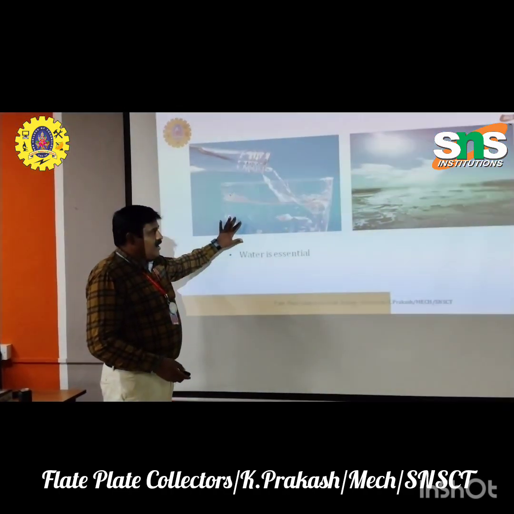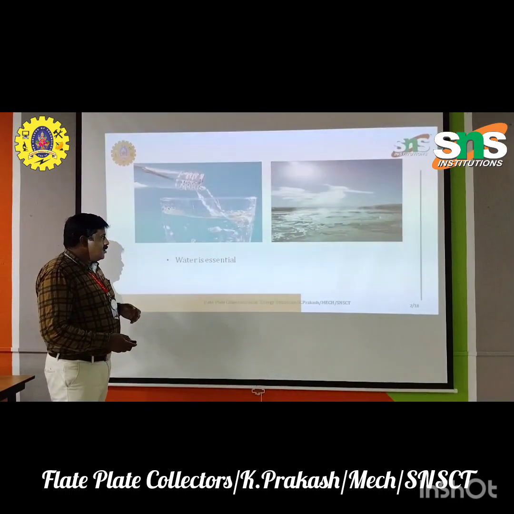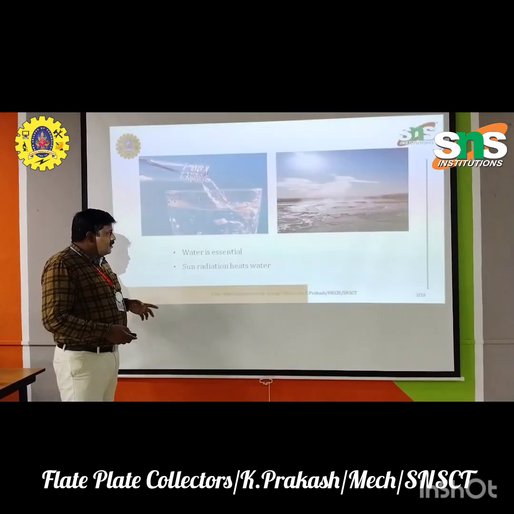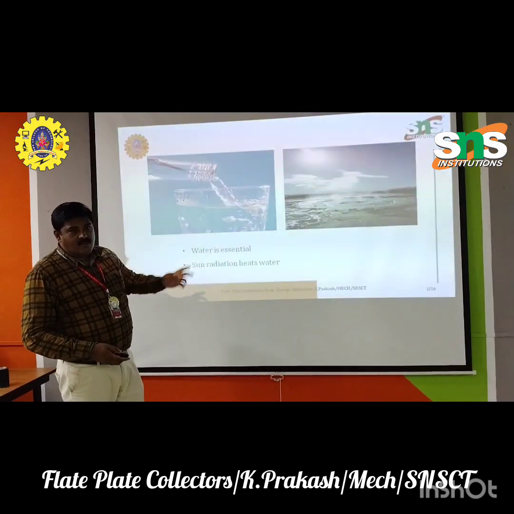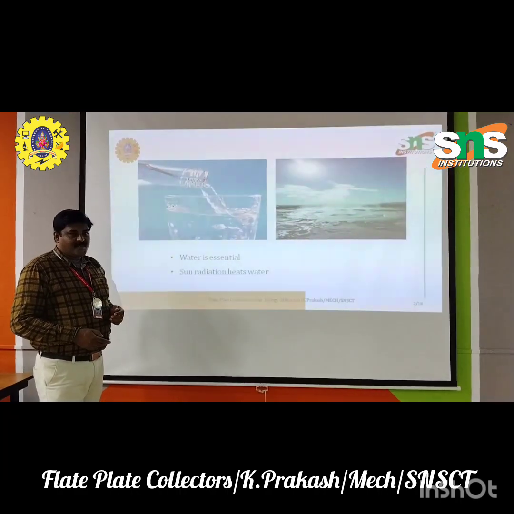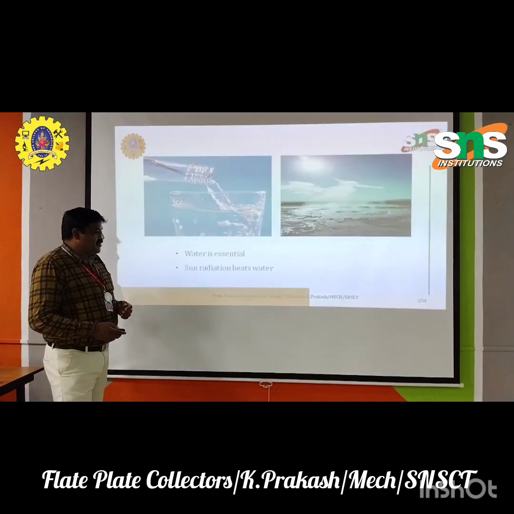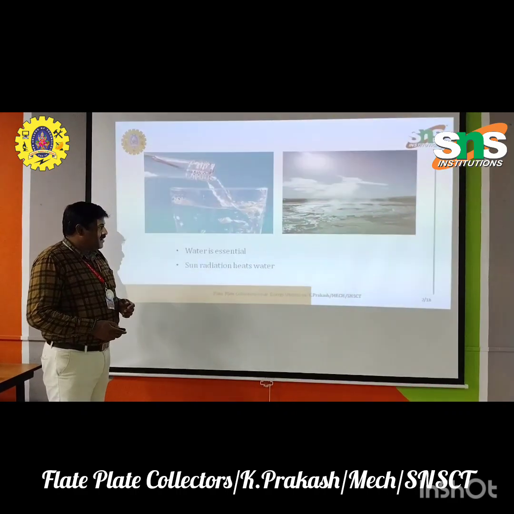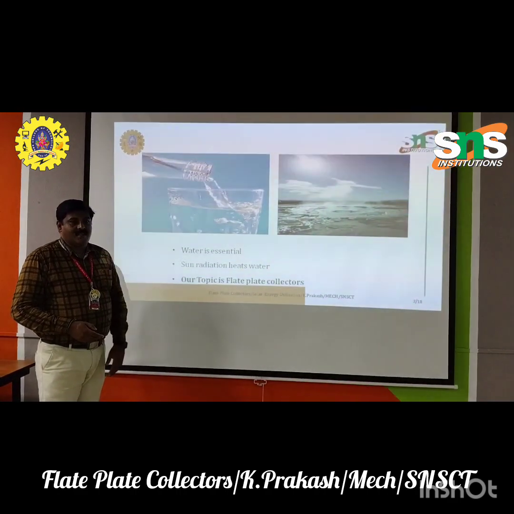So, in our day-to-day life, water is very important. Here, because of the solar radiation, water is converted into vapor. Can you guess the topic from these two pictures? Steam energy. Solar energy. So, our topic is flat plate collectors.